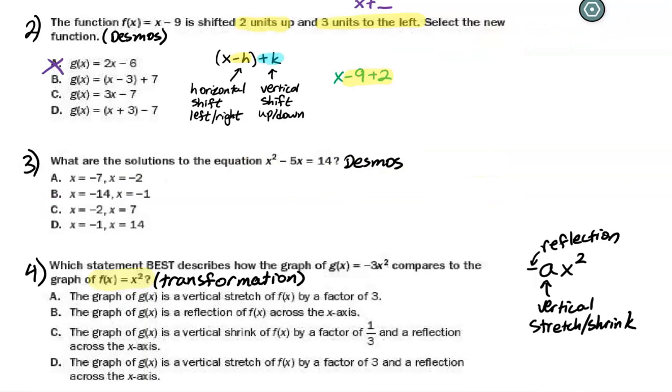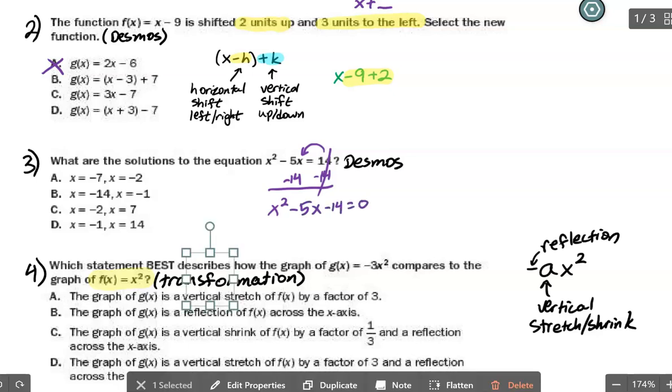Number 3. What are the solutions to the equation x squared minus 5x equals 14? Here's your equation, and remember, in order to solve a quadratic, it has to equal 0. Right now it equals 14. So we can use Desmos, but we want to go ahead and solve that first. So I'll subtract 14 on both sides. Nothing can be combined, so it's x squared minus 5x minus 14 equals 0.